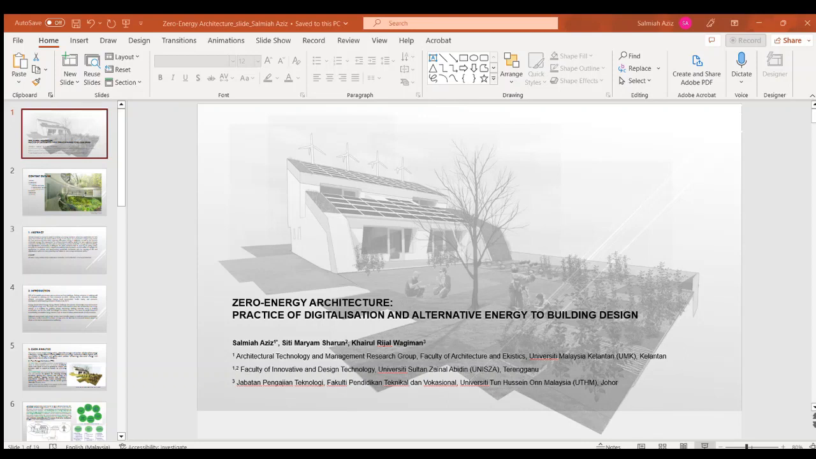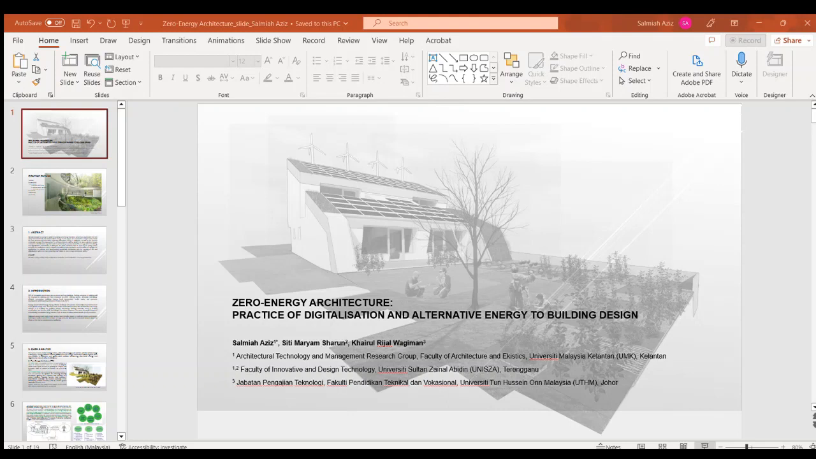So today I would like to present about my research. It is on zero energy architecture, practice of digitalization and alternative energy to building design. I am Salmiah Aziz, the main author for the paper. PM Dr. Siti Mariam and also Dr. Khairul will be co-authors for the paper. I'm from UMK by the way.